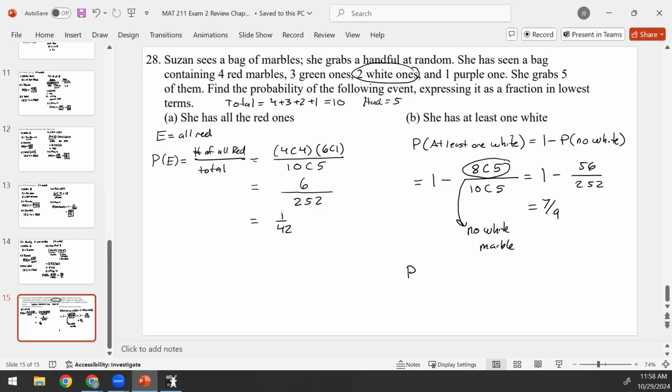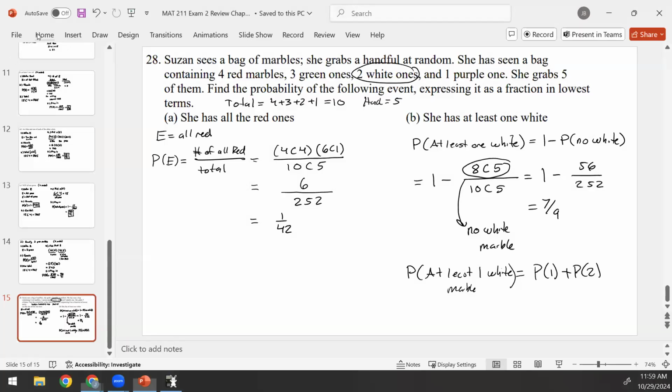Or you can do it as the probability of at least one white marble is equal to the probability of 1 plus the probability of 2. And then you'd have to look at both cases and add them up. Again, personal preference if you prefer to do the direct statement versus the other statement.